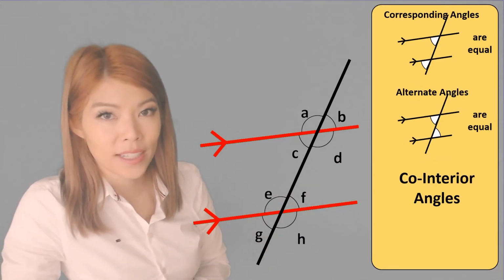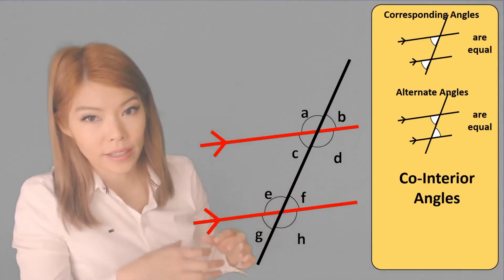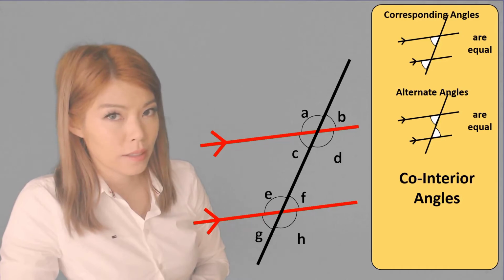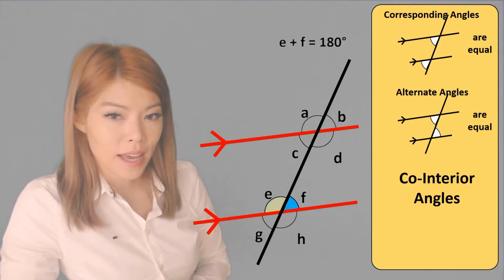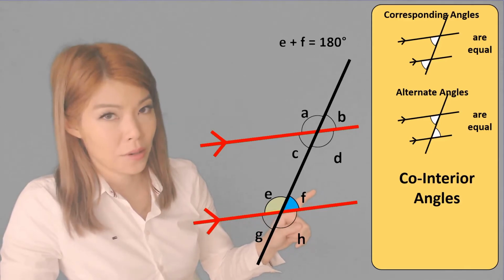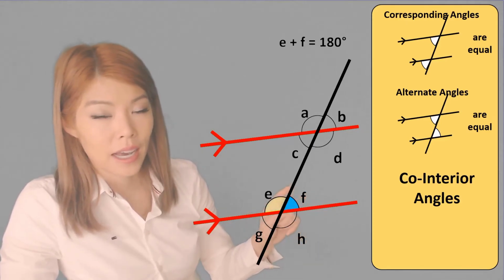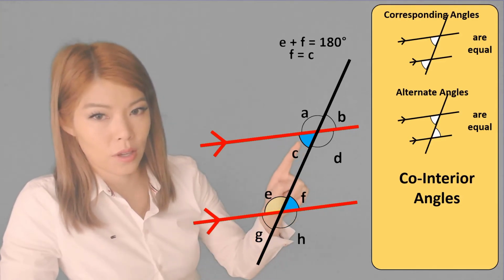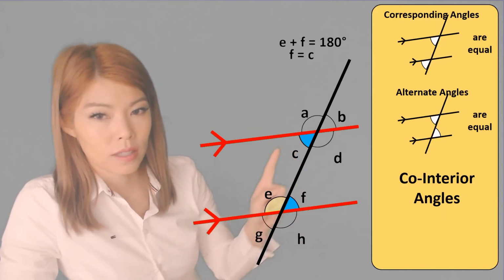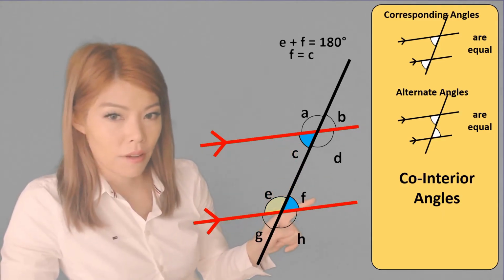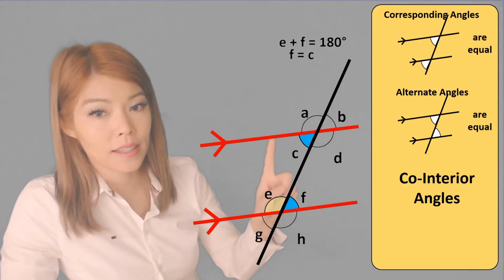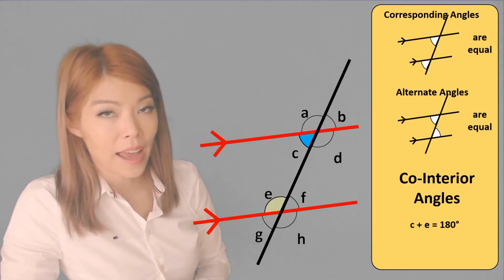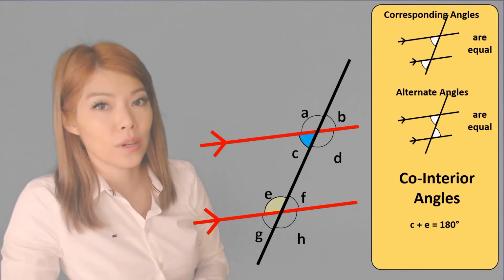And lastly, co-interior angles. Co-interior angles. That is C and E. What do they add up to be? Are they the same? So we can see that E and F add up to be 180 degrees because they're on a straight line. And we can see that C is an alternate angle to F. So these two are the same. So what happens to C and E? Well, if E and F add up to be 180, we can see that E and C add up to be 180 as well. So co-interior angles are not equal, they add up to 180 degrees.